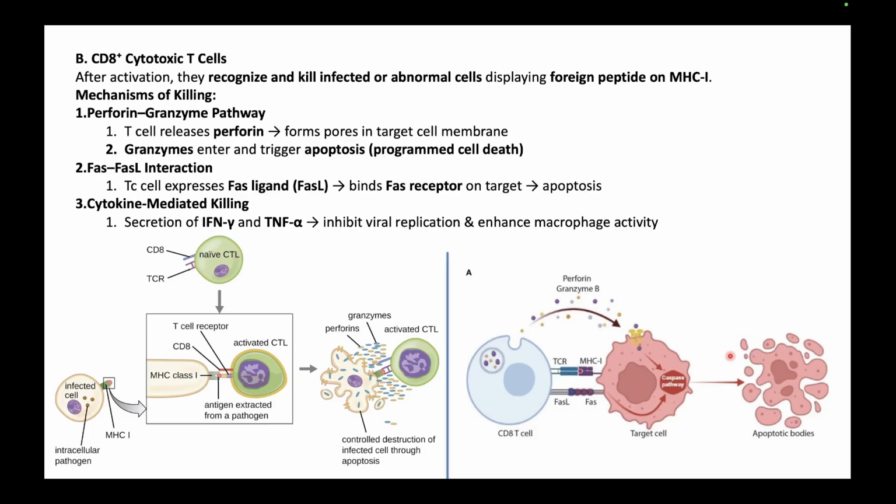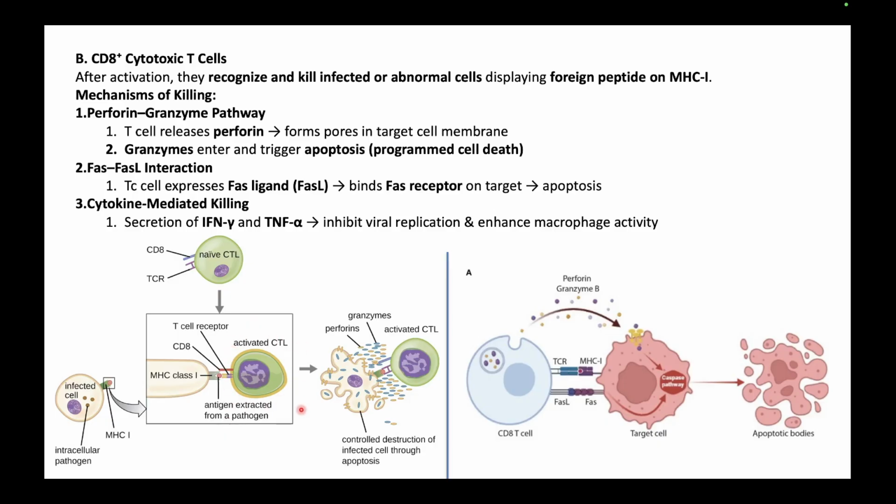So this is a target cell. It is presenting the pathogen on MHC1, which is being recognized by the T cell receptor of CD8 positive T cell. Then there is a second interaction also, which is Fas and Fas ligand interaction, and due to that activation happens. You can see the T cell receptor and MHC class 1 molecule presenting the antigen extracted from the pathogen.